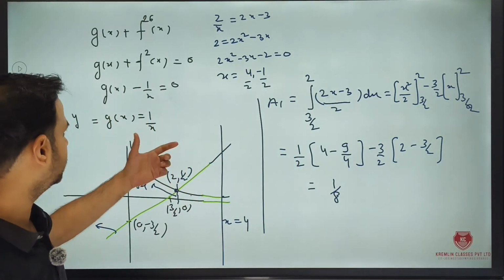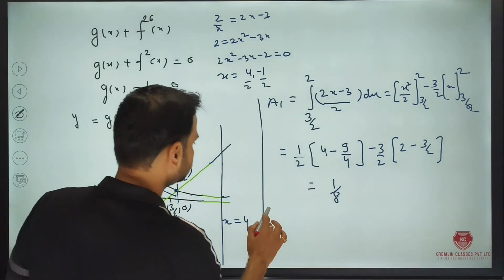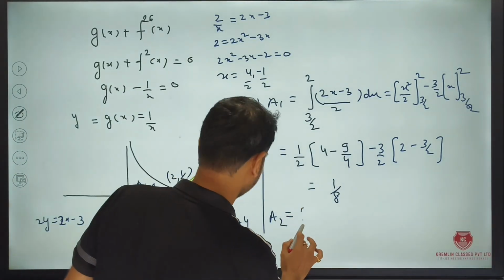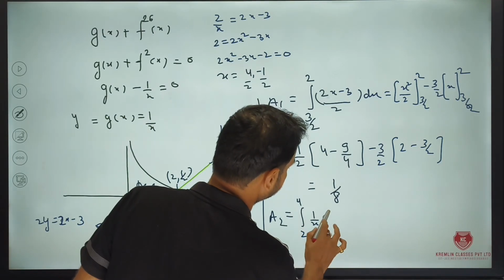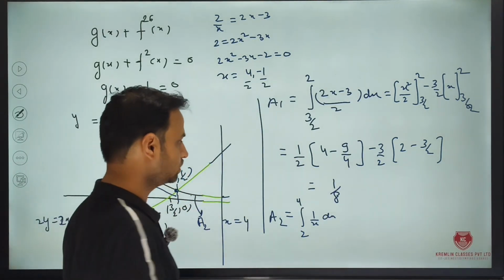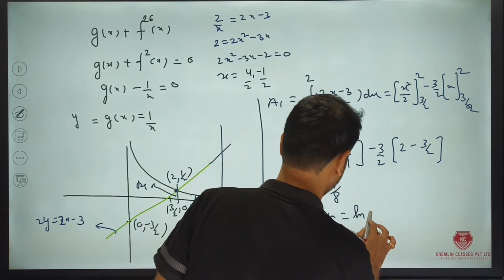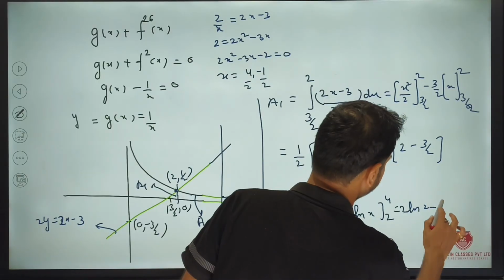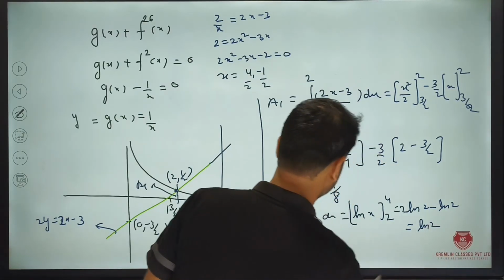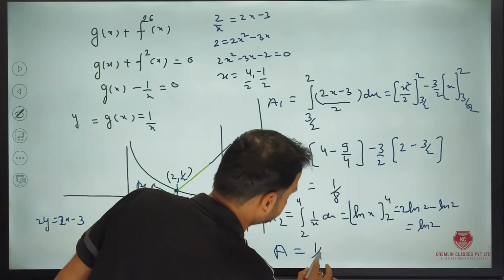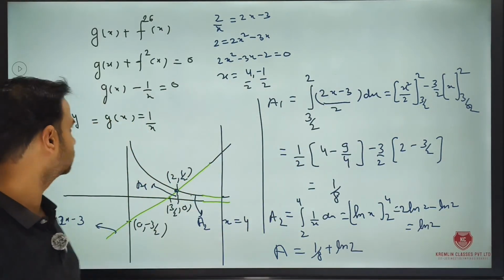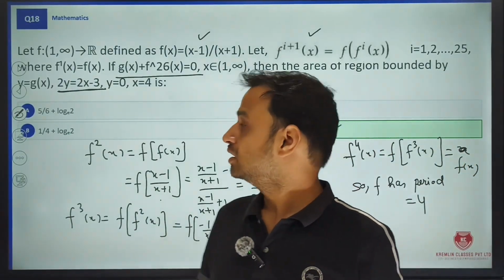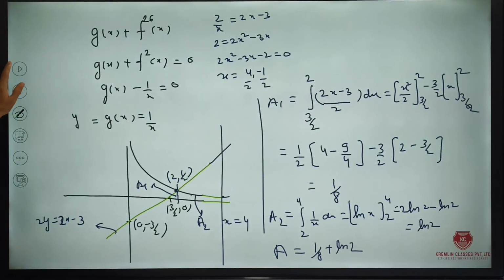And what about this part? This part is area A2. So A2 is the integral from 2 to 4 of 1 by x dx, because this curve is 1 by x. So it will come out to be ln x from 2 to 4. ln 4 means 2 ln 2, minus ln 2, that is ln 2. So the total area will be 1 by 8 plus ln 2. So we can see the answer is 1 by 8 plus ln 2. It is correct again. Now we are moving to question number 19.